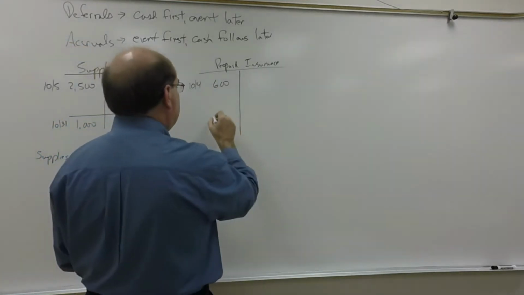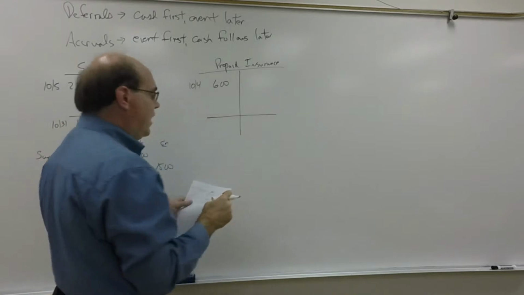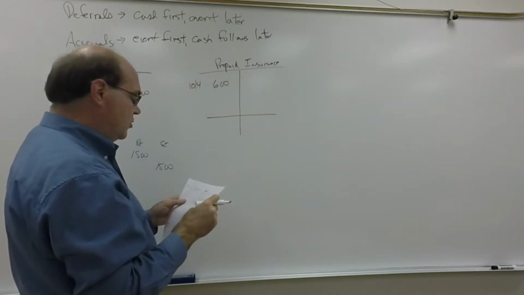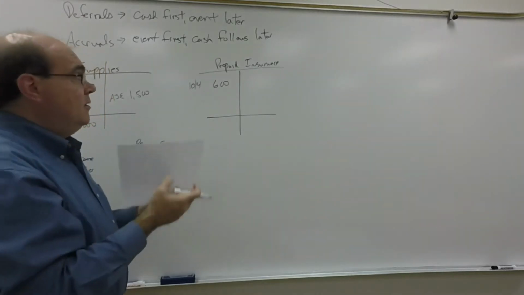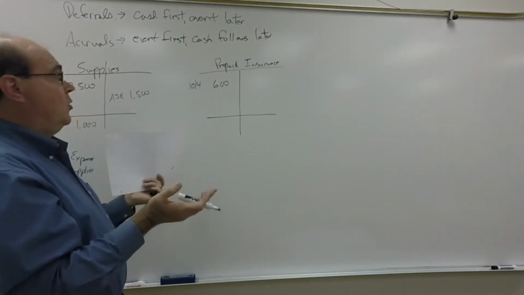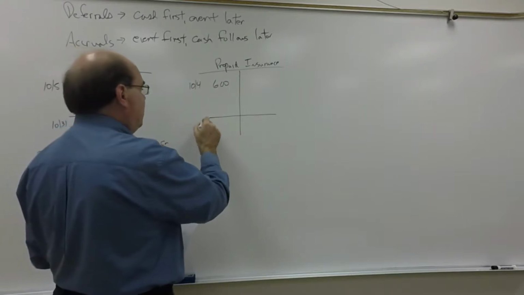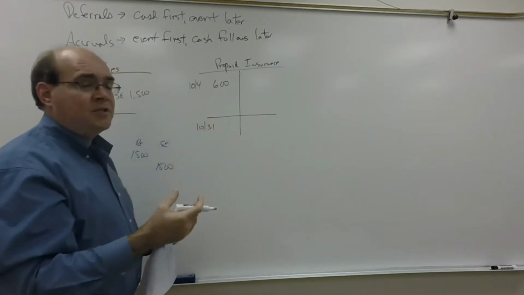Then they say, well, we know that that was for 12 months. So we know that over time we use that up. But again, there's no cash going out at the end of the month to show what happened. So we've got to show that we've used up some of that.